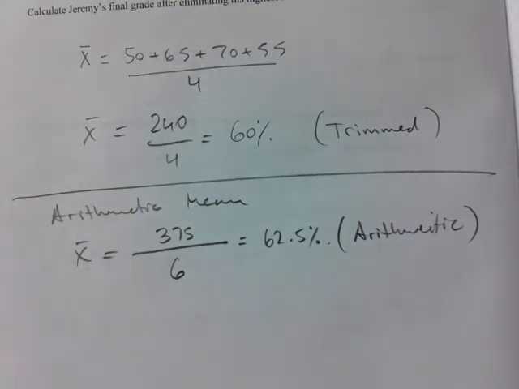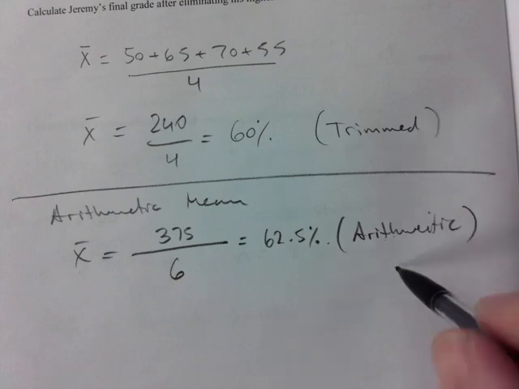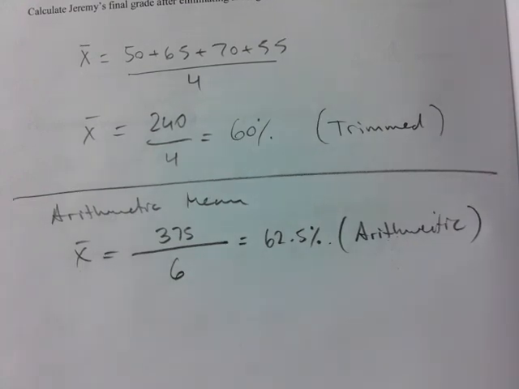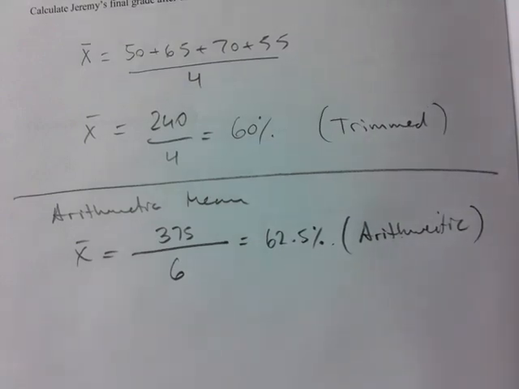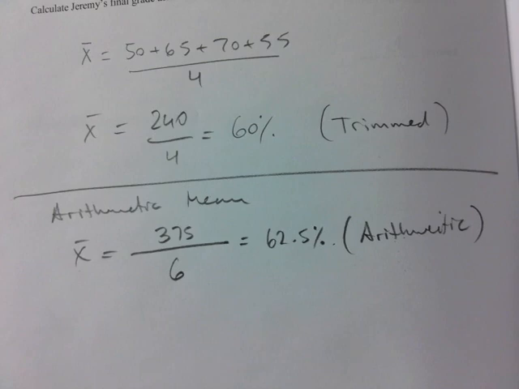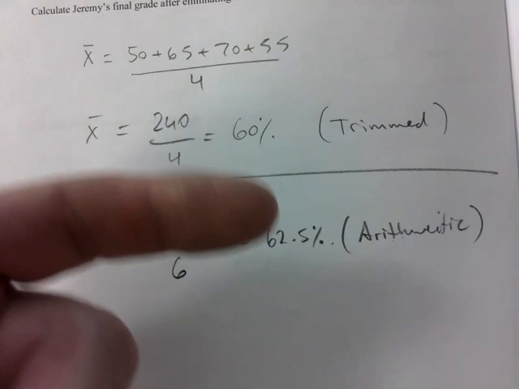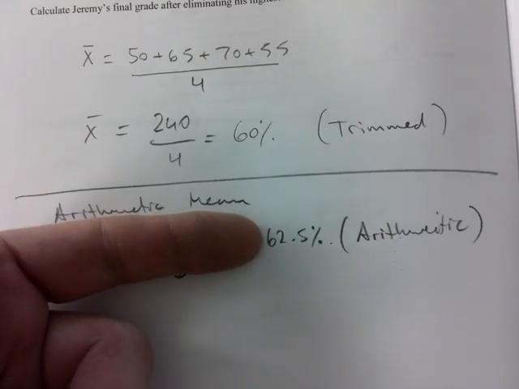Which one would Jeremy prefer? In this case, arithmetic is the preferred. I'm just saying that the province, they always come up with new things, right? They want to check for your understanding. So maybe you have to do some more calculating, who knows? And then sometimes they will ask you, which one is a better representation? Is it the trimmed mean or is it the arithmetic mean?